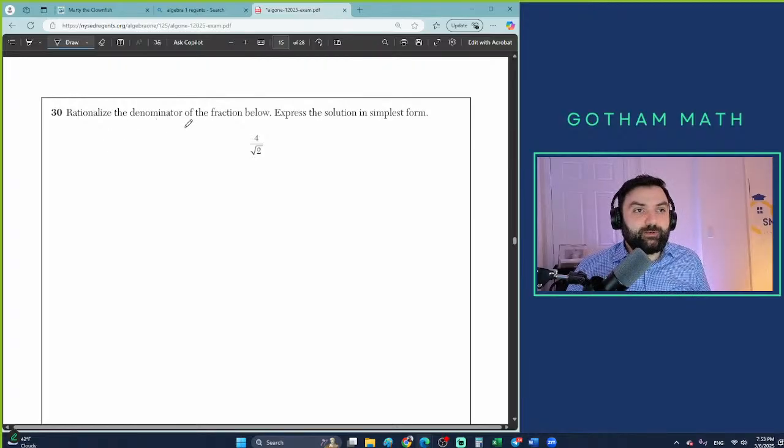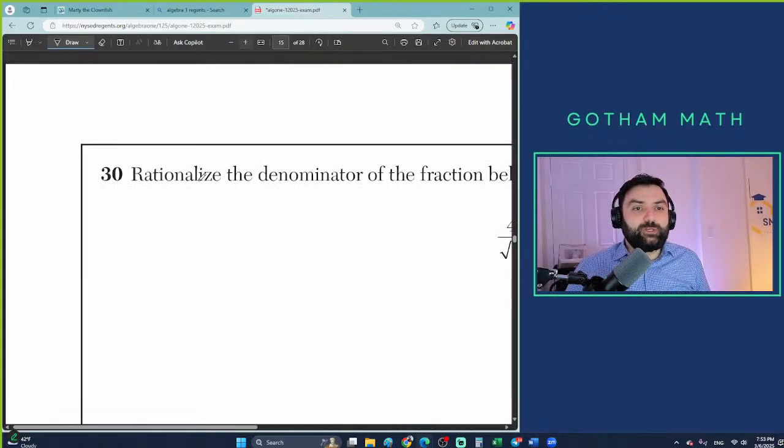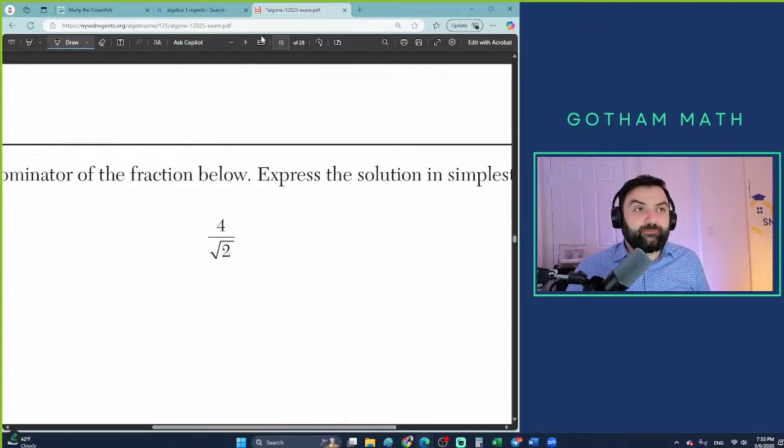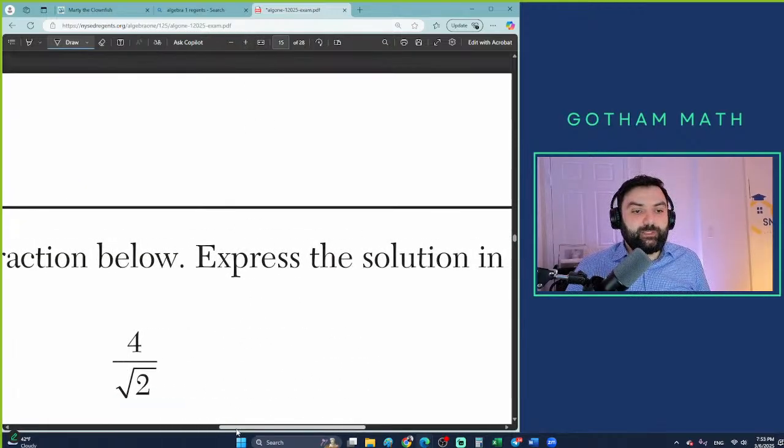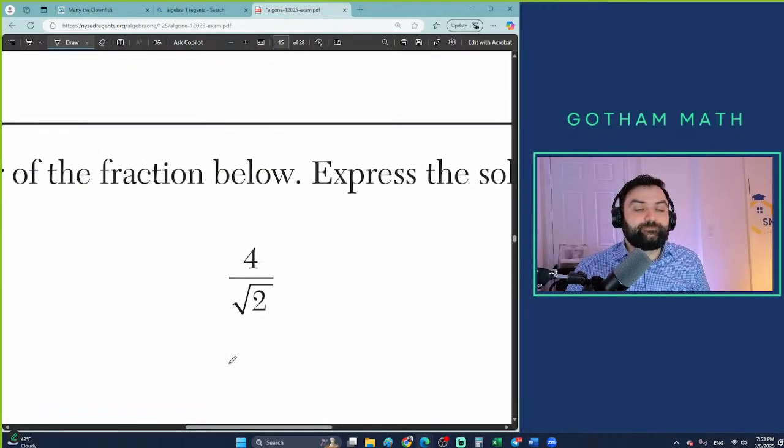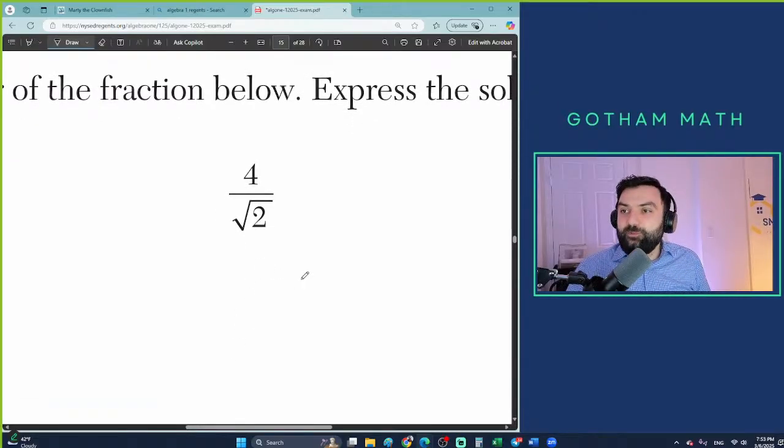Rationalize the denominator of the fraction below. Express the solution in simplest form. What does that mean, rationalize? In plain simple words, it means get rid of the square root or radical from the denominator. That's what rationalize means.